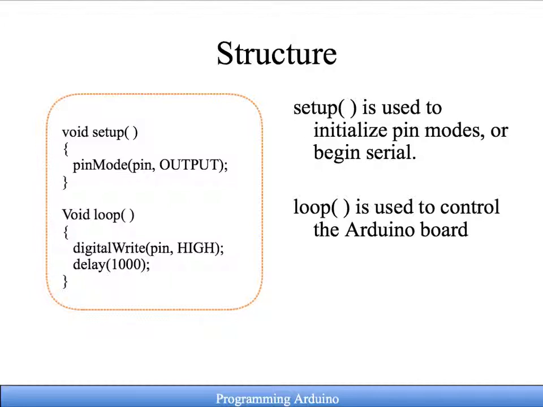The structure of the Arduino programming is divided into two parts. One they call the void setup. The void setup we use to set up the hardware, basically like pin mode as the input or the output. And the second one is another structure they call void loop. So the void loop is used to control the Arduino board, and you can write down some operations in the void loop.